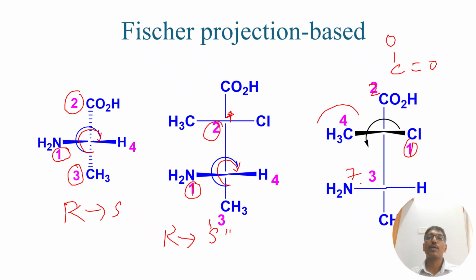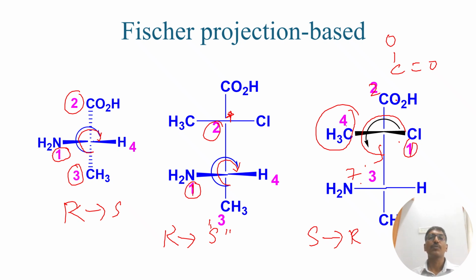Again, in this case, the lowest priority group is kept close to our view. Therefore, just give the assignment. The direction is 1, 2, 3. Hence, it's coming as S. So S should be reversed into R because the least priority group is kept close to our view. In order to correct it, we change the configuration, whatever we get, so it's going to be R.